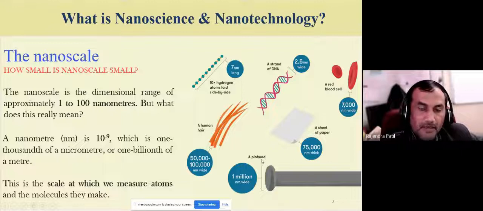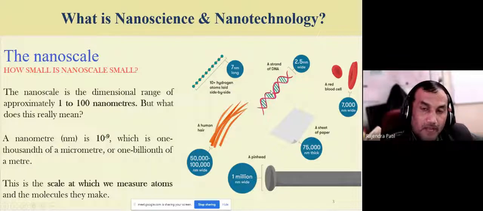If you take the diameter of a pinhead, it is almost 1 million nanometer. If you take an example of the human hair, it is almost 50 to 70,000 nanometer. If you take an example of a sheet of paper, whose width is around 75,000 nanometer. Now, take an example of red blood cells. They are around 7,000 nanometer.